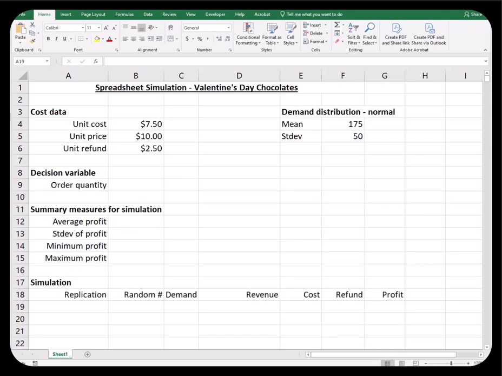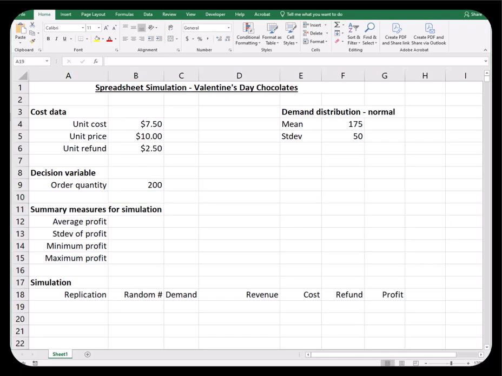The unit price is $10, so they'll earn $10 for each box of chocolates that they sell. For any boxes of chocolates that are not sold after Valentine's Day, the department store can receive a $2.50 refund per box of chocolates. Now, if we simulate this for an order quantity, let's say of 200, what we'll do is simulate 1,000 replications.